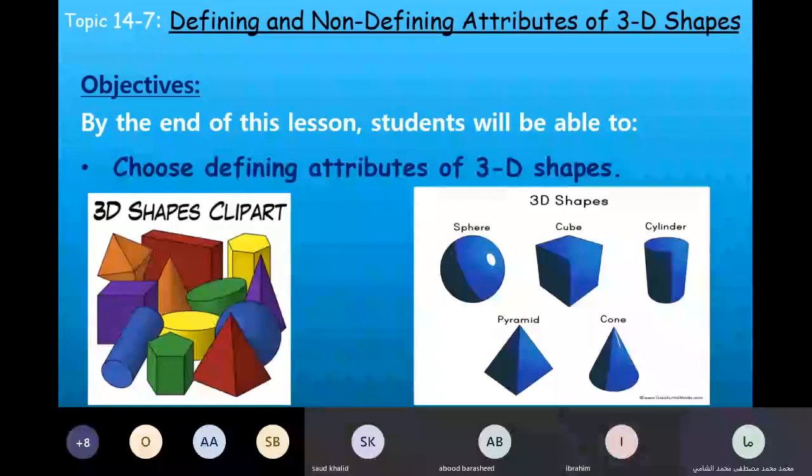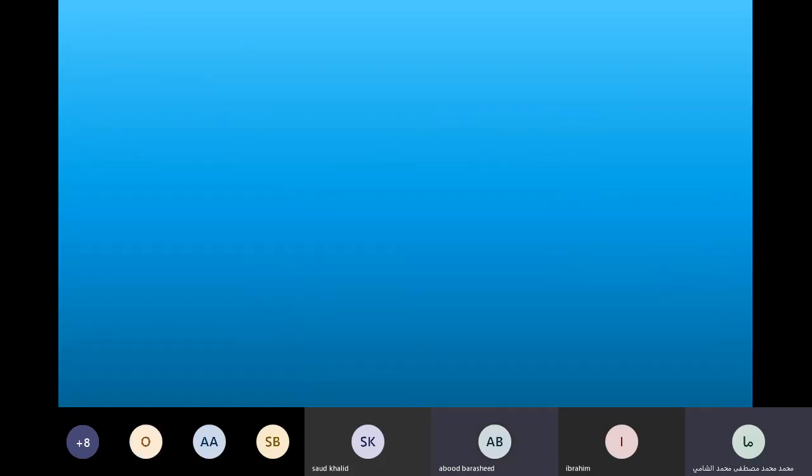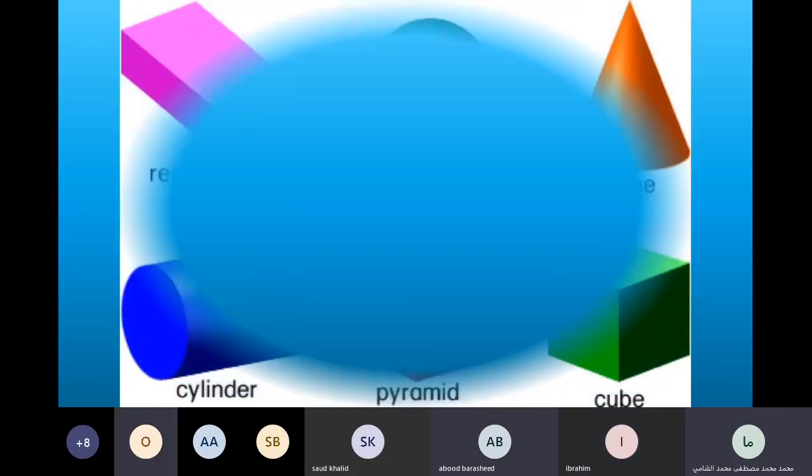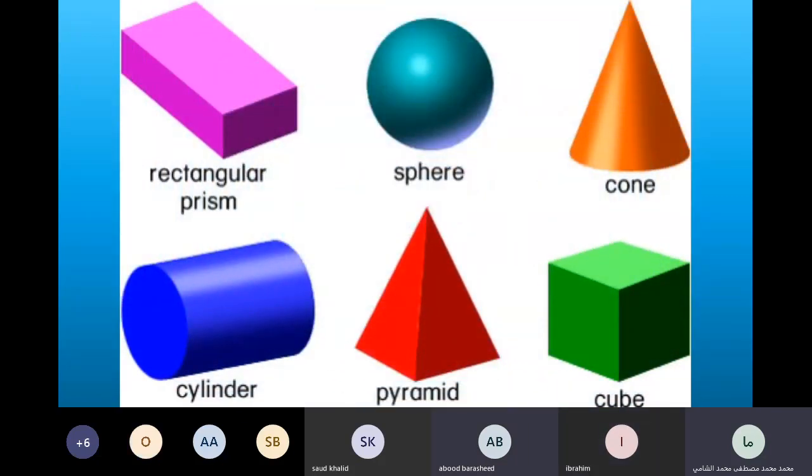Yesterday we talked about three-dimensional shapes. 3D shapes are shapes that take up space. They have three dimensions. The world is made of 3D shapes, all things we can hold, like your book is a 3D shape. For example, rectangular prism, sphere, cone, cylinder, pyramid, and cube.